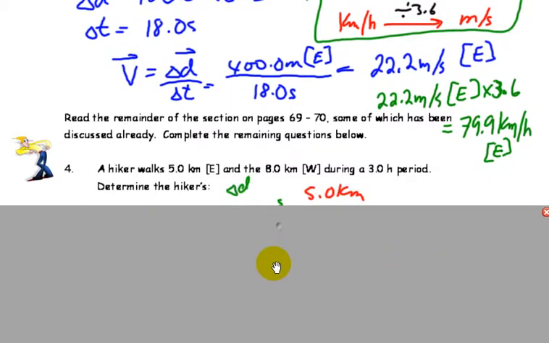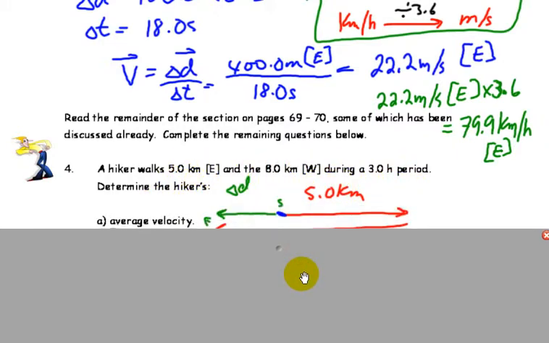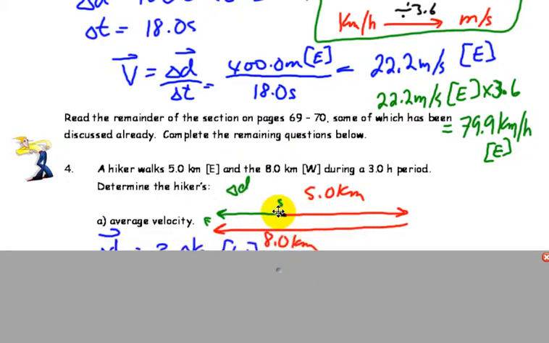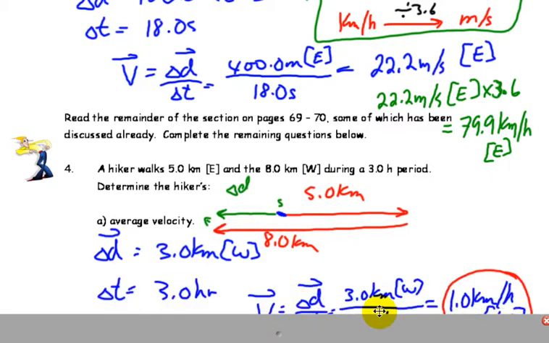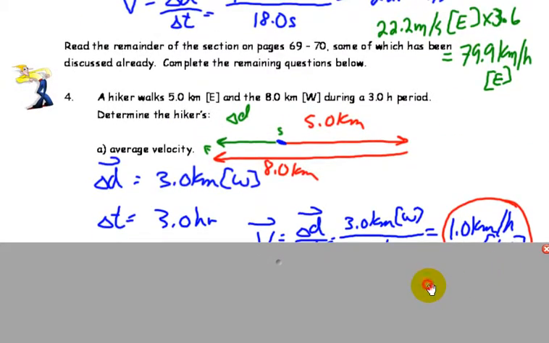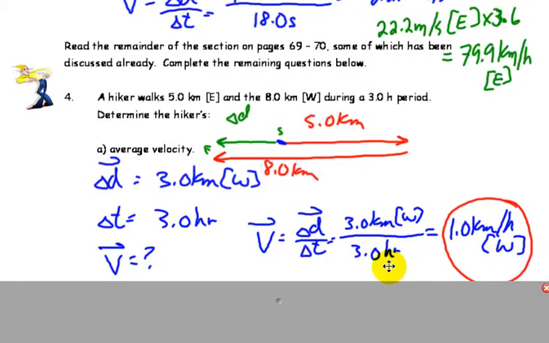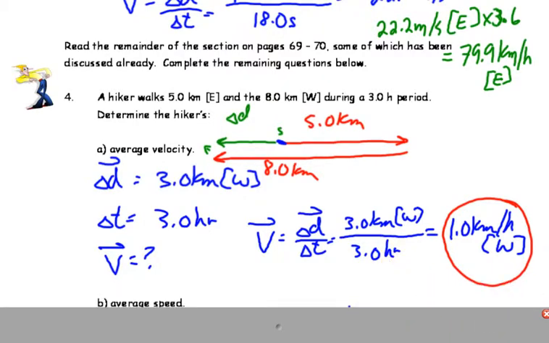Okay, another one here. A hiker walks 5 kilometers east, then 8 kilometers west during a 3-hour period. Determine the hiker's velocity. So again, starting here, 5 kilometers east, turning around and going 8 kilometers west. From start to finish, because velocity needs displacement, think of displacement as your resultant vector. 8 minus 5 is 3 kilometers west. The time period is all 3 hours. So 3.0 kilometers west over 3 hours is 1 kilometer per hour west.